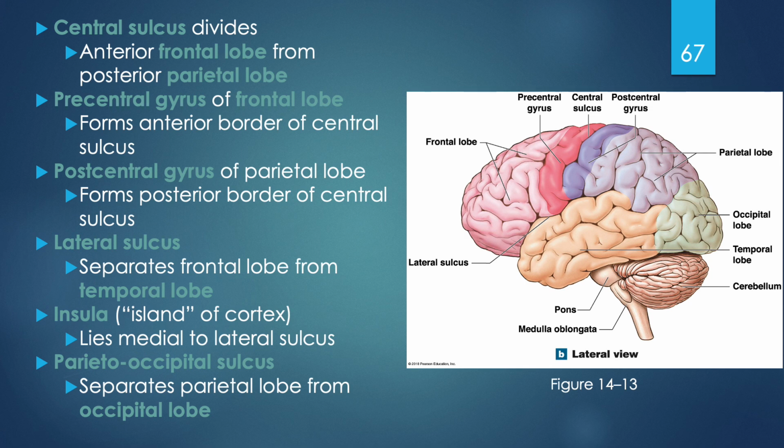The lateral sulcus is going to separate the frontal lobe from the temporal lobe. So you can see that it delineates in between the pinkish frontal lobe and that orangish temporal lobe just beneath it. The insula is also another name for island because it's insulated from the cortex. So it lies medial, so more towards the inner aspect, to the lateral sulcus. So you can't see it in this image here. And then the parieto-occipital sulcus is going to separate the parietal lobe from the occipital lobe. So you can see that in the image here, separating the parietal lobe from the occipital lobe.